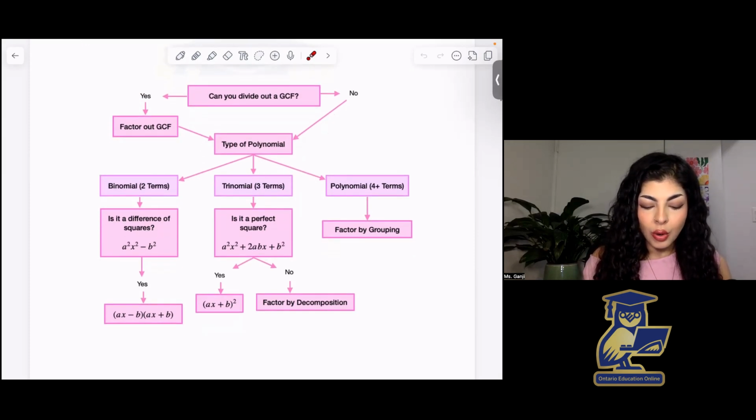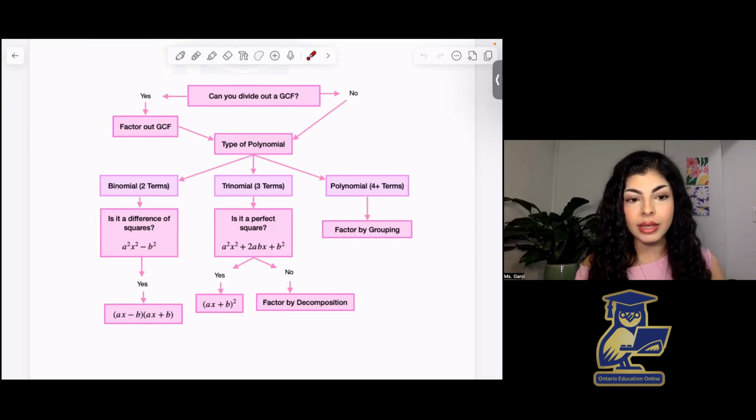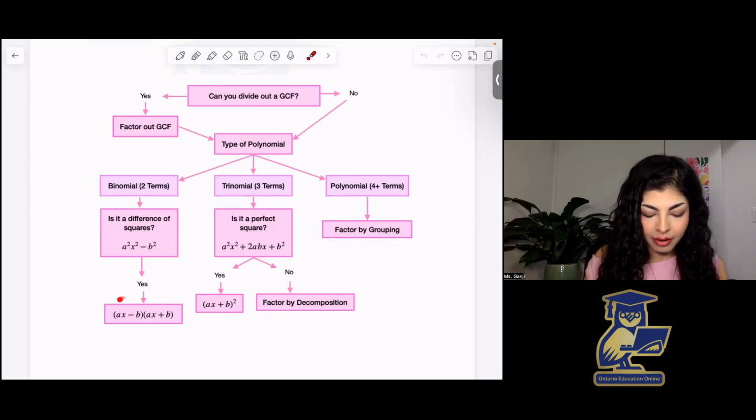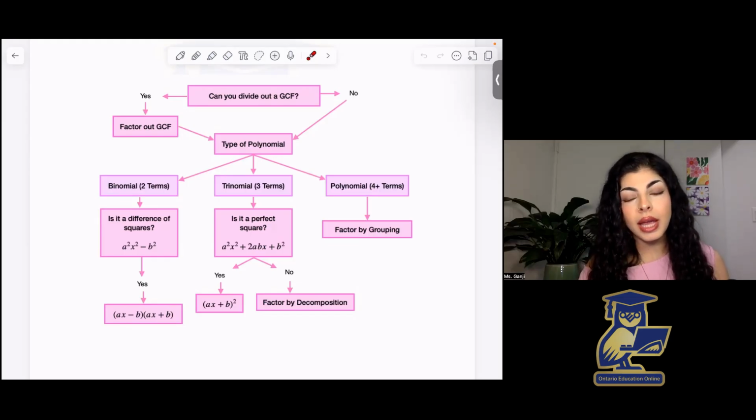So if it is a binomial, we only had one special case, which was our difference of squares. And for that, we want to check if the coefficient of x squared is a perfect square, as well if our constant is a perfect square. So if we have a squared and that b squared in there. And if we do, we have a formula there for factoring difference of squares, which is ax minus b and ax plus b.